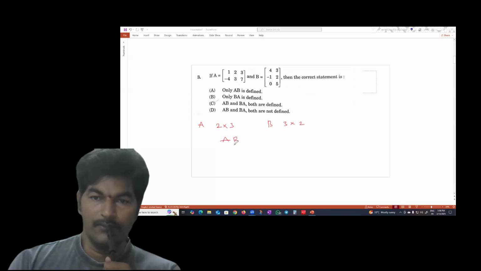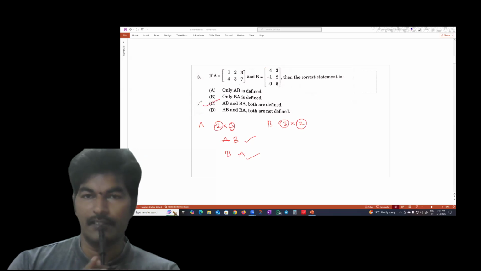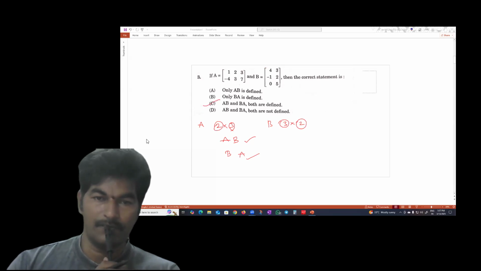If you try to do A into B, is it possible? Yes, the 3 and this 3 are equal, so AB is possible. If you see BA, B's 2 and A's starting 2 are also the same. They both are possible, so AB and BA both are defined. Option C is correct for this question.